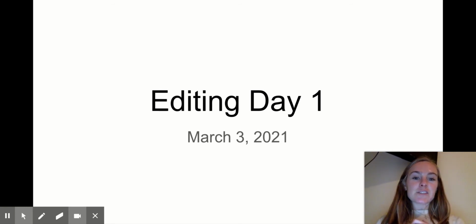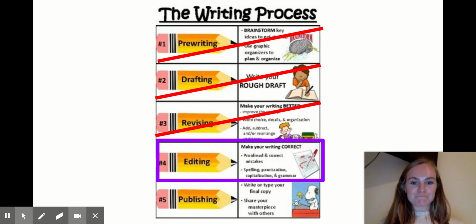For the past few days, you have been working on revising, which was step 3 of the writing process. Today, we are beginning a new step of the writing process, which is step 4, editing. I am looking forward to seeing all the edits that you make to your paper, but let's get started. So far we've gone through pre-writing, drafting, revising, and now we are on step 4, which is editing.